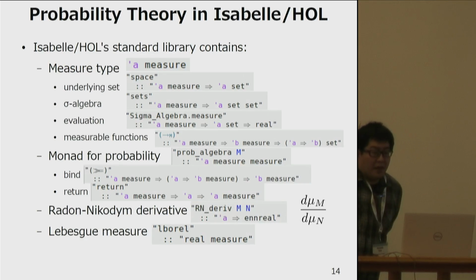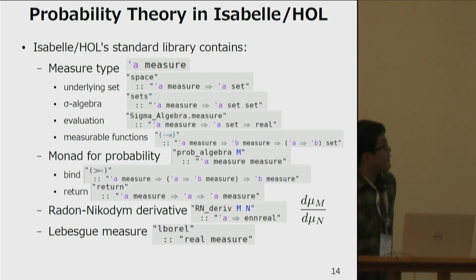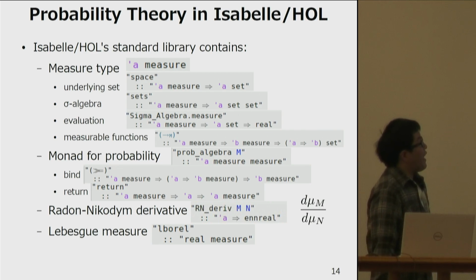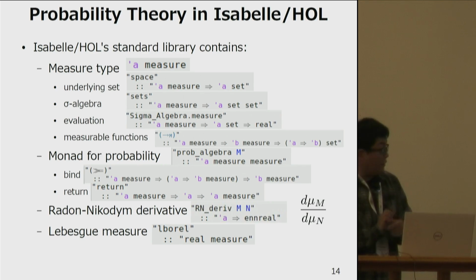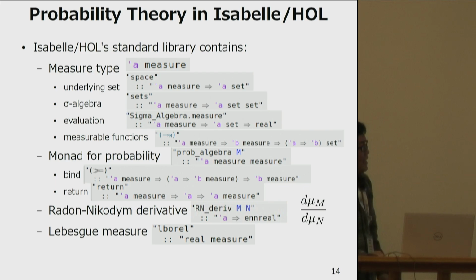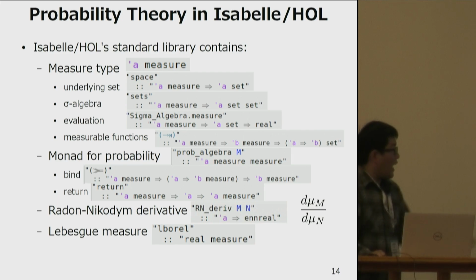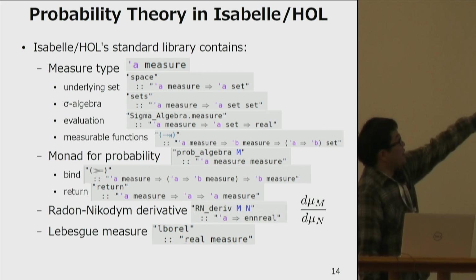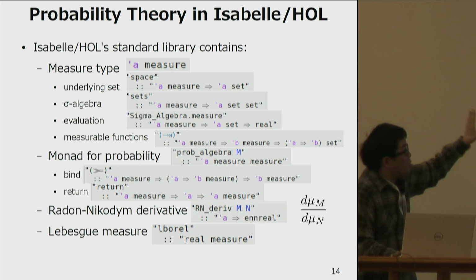Okay, so in our formalization, we use the probability theory library in Isabelle/HOL. It is a standard library of Isabelle/HOL. So the standard library contains the measure type and the monad for probability, which is called the Giry monad, and the Radon-Nikodym derivative, which is used for the composition theorem of differential privacy, and the Lebesgue measure. So in our formalization, we use various constructions in the standard library, in particular, the probability theory library.